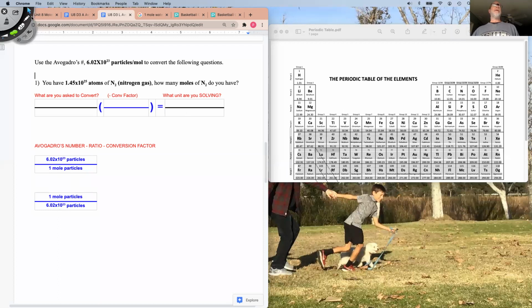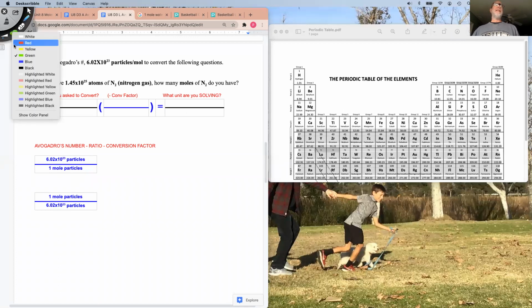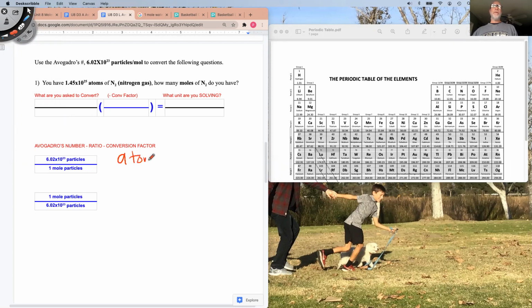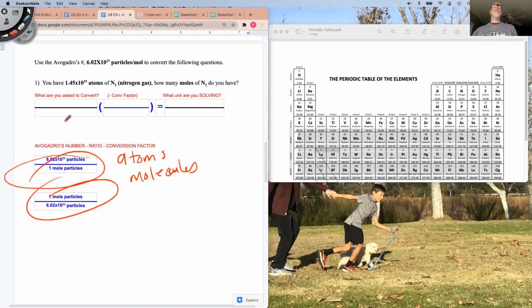What do I mean by particles? Particles could be anything you want. It could be basketballs, it could be ping pong balls, but what we're going to be doing the most is atoms and molecules. So whenever we're asking for individual numbers of atoms or molecules, we'll be using one of these 2 conversion factors. And we'll be using Avogadro's number, which is like saying a dozen, but we're asking for a mole.